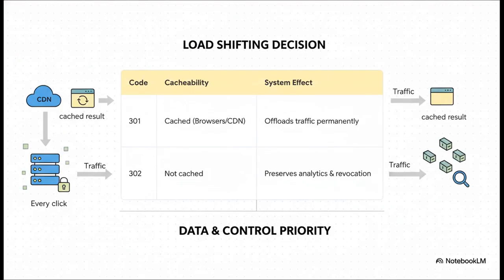Even a seemingly small detail like the HTTP redirect code you use is a critical architectural decision. A 301 permanent redirect tells browsers and CDNs to cache the result forever, which massively offloads traffic from our servers. A 302 temporary redirect, on the other hand, ensures every click hits our server. That's essential if you need to collect analytics or maybe revoke the link later. You see, this choice is a huge load-shifting decision, not just some minor protocol detail.